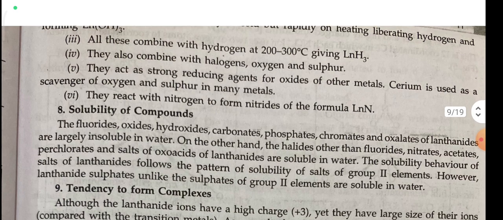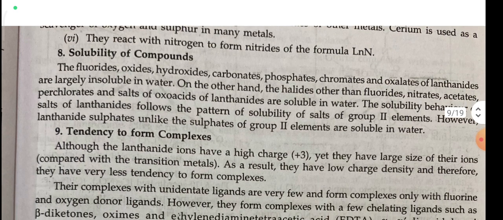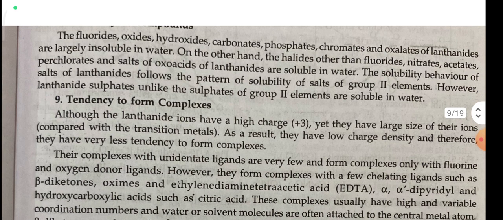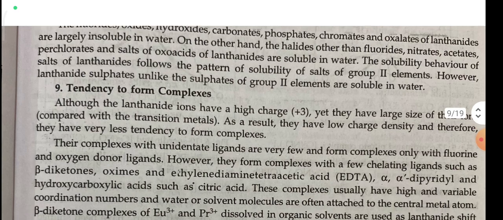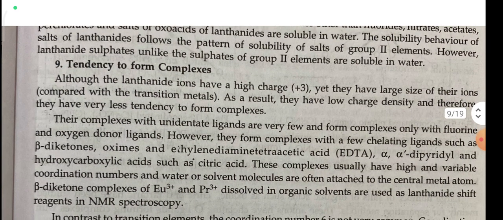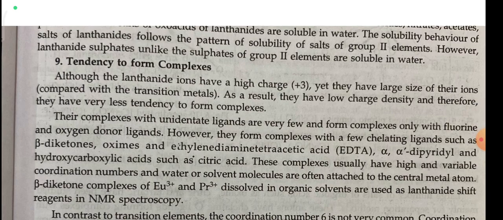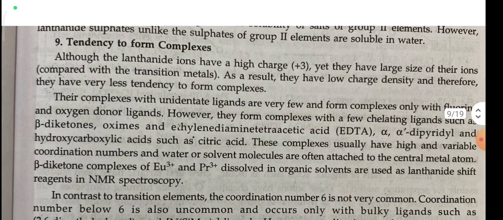Solubility of compounds. The fluorides, oxides, hydroxides, carbonates, phosphates, chromates, and oxalates of the lanthanides are largely insoluble in water. On the other hand, halides other than fluoride, nitrates, acetates, perchlorates, and salts of oxoacids of lanthanides are soluble in water. The solubility behavior of the salts of lanthanides follows the pattern of solubility of salts of the group 2 elements. However, lanthanide sulfates, unlike the sulfates of the group 2 elements, are soluble in water.